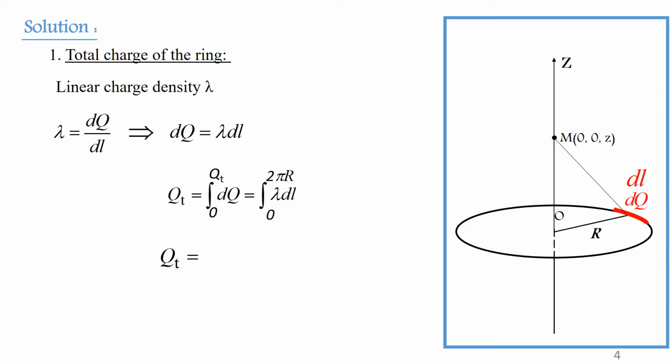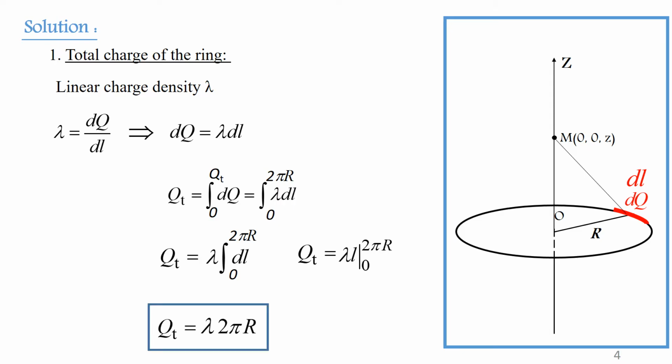Now, since lambda is constant, we can take it out of the integral. Here it is said in the text that the charge is uniformly distributed. Uniformly means each portion dl of the ring is charged with the same amount dq, so lambda is constant. The integral of dl equals L between 0 and 2 pi r, the whole circumference, and here is the result for Q total.